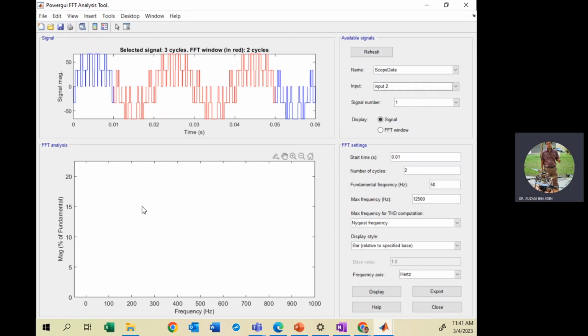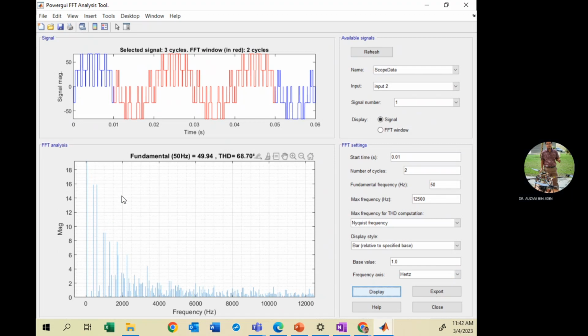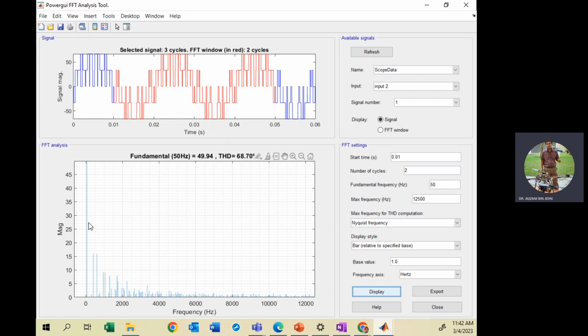Okay, then to plot the frequency spectrum, just click the display button. Then you can see the fundamental component here, which is located at 50 Hz. My mouse cursor is where this frequency axis is 50 Hz. So this is the fundamental component, V1. And the amplitude value is almost 50. Why 50? Because you said your MI, the modulation index, is 1.